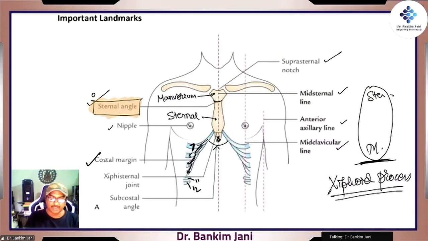Right? There are some lines, very, very simple. This one, which is passing through the center of clavicle, it is called as the mid-clavicular line, and then there is anterior axillary line, and one which is passing right from the center, it is the mid-sternal line.